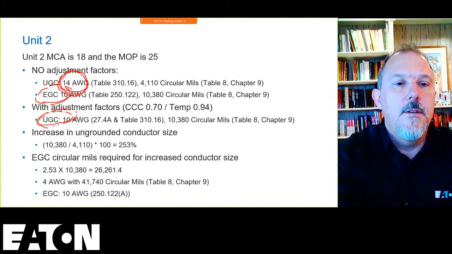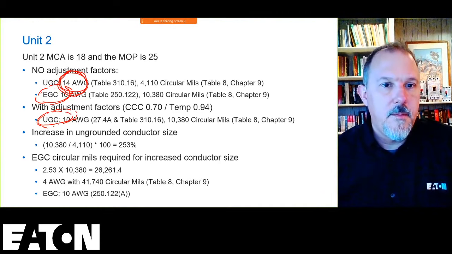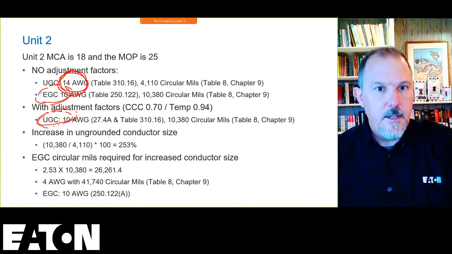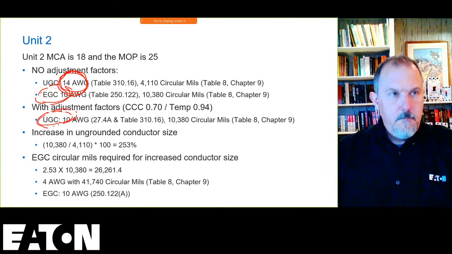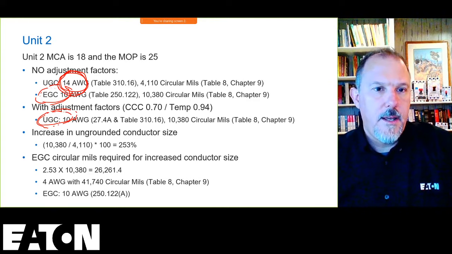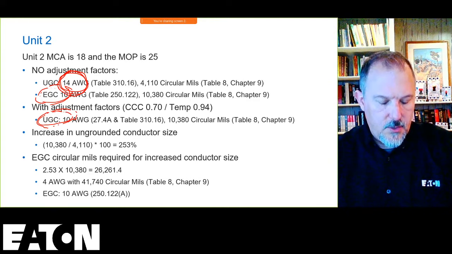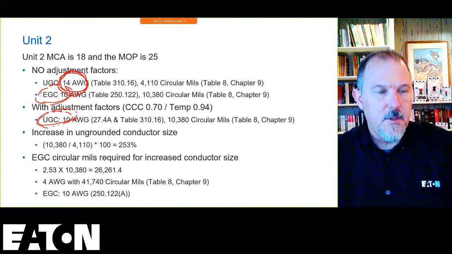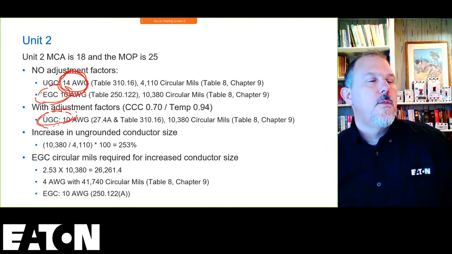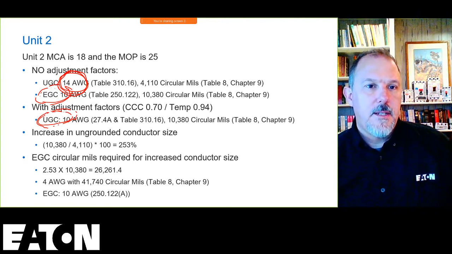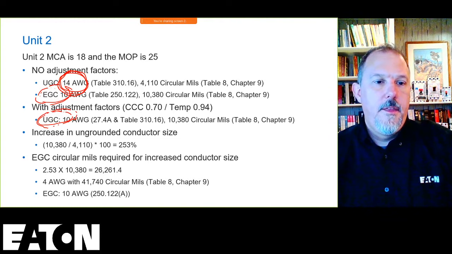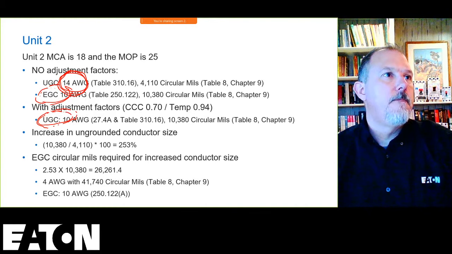This number right here should be, because my minimum circuit ampacity is 18, I could have used, what did I have? I had a number 14. Number 14 is 20 amps, and that's not a 90 degree C conductor. So I don't think I put that in correctly. That would be number 12, 25 overcurrent protective device and pass. That's right. All right. Good one. Thank you, David. Thank you very much.